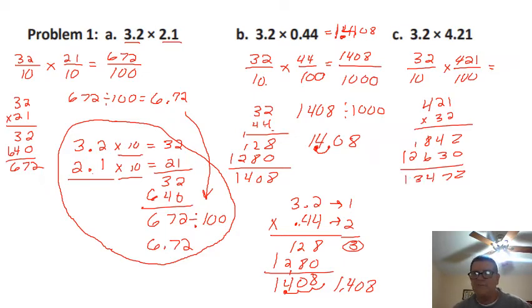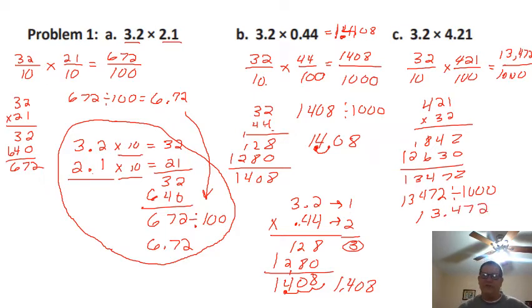Now, so I've actually got 13,472, and 100 times 10 is thousands. Now we know that 13472 divided by 1,000 is going to move the decimal place 3 places to the left. So we're going to end up with 13.472 as our answer.